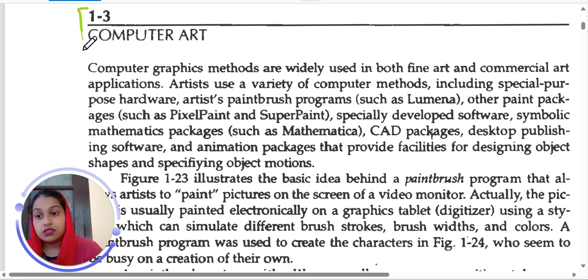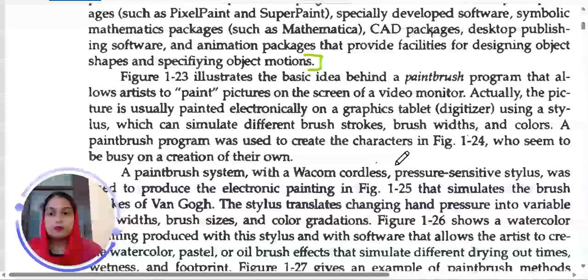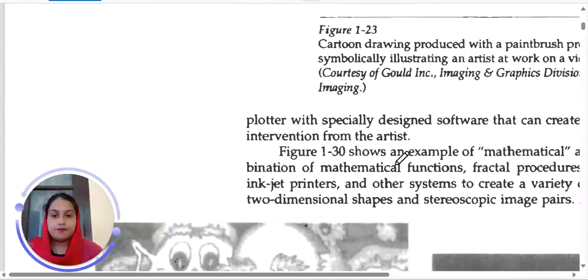Then comes computer art. This is the third application of computer graphics. Computer graphic methods are widely used in both fine art and commercial art applications. Artists use a variety of computer methods including special purpose hardware, artist paintbrush programs such as Lumena, other paint packages such as PixelPaint and SuperPaint, specially developed software, symbolic mathematical packages such as Mathematica, CAD packages, desktop publishing software, and animation packages that provide facilities for designing object shapes and specifying object motions. That is the first para. Again, we have different examples.